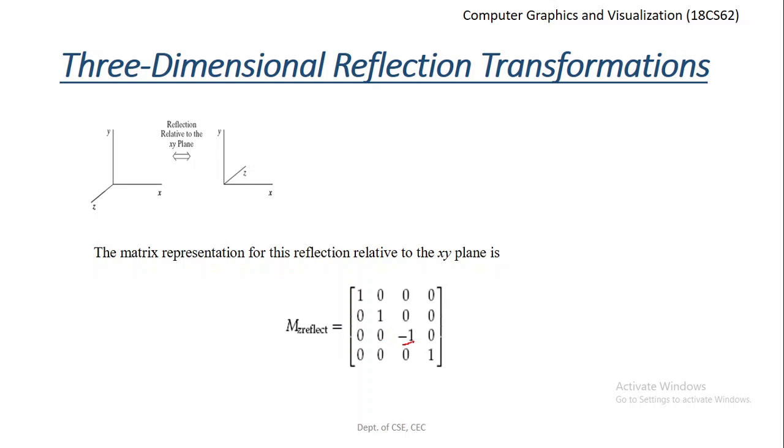1 because the direction of the z-axis has now changed. So 0 0 minus 1 0 and 0 0 0 1. So this is an example for the matrix which is used to represent the reflection relative to the xy plane.